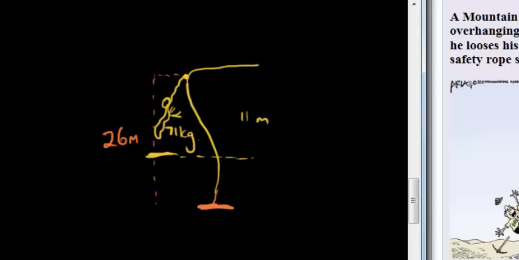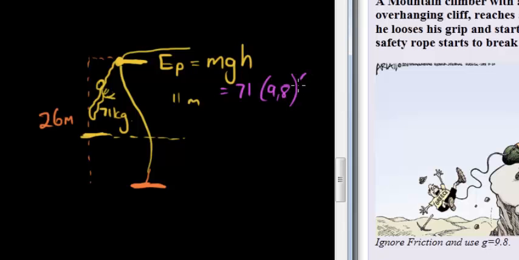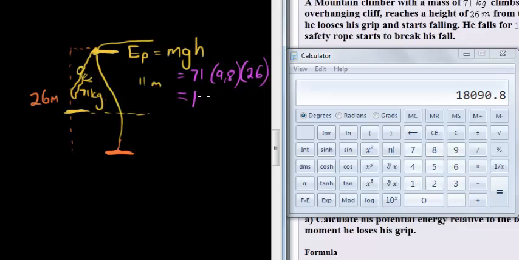First question, calculate his potential energy relative to the base the moment he loses his grip. So he was at 26 meters when he lost his grip. At that moment, what was his potential energy? Potential energy is mass times gravity times height. His mass was 71. Gravity is 9.8, they tell us here to use g as 9.8. And his height was 26 meters. That gives me 71 times 9.8 times 26, which gives me 18,090.8 joules. That was his potential energy when he lost his grip.